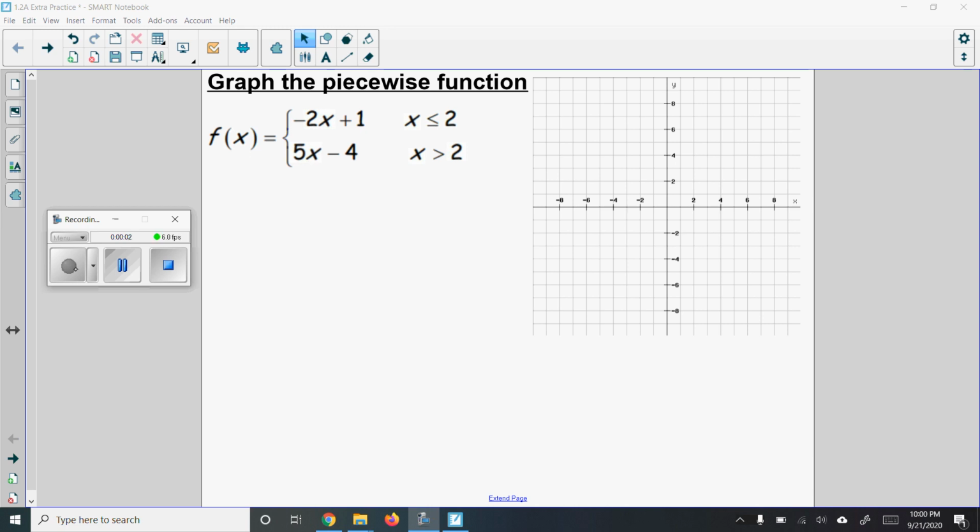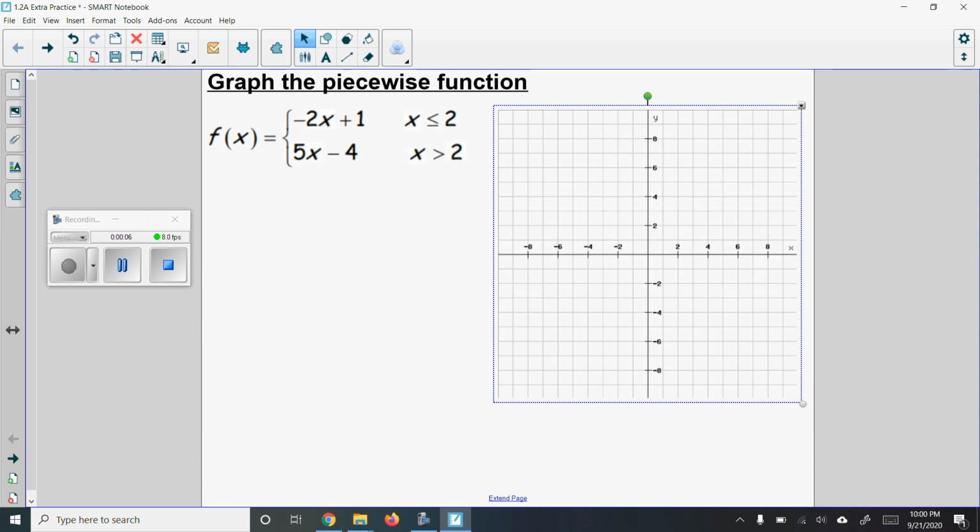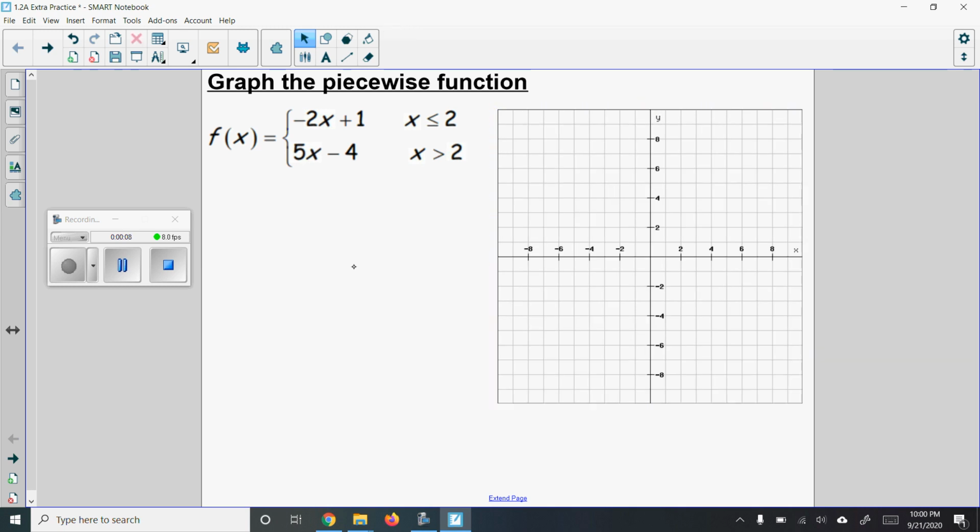Okay, let's graph some piecewise functions. When I'm graphing a piecewise function, I really like to graph the endpoints first. So for this first bit, how does the function behave at 2? Well, f of 2 is -2 times 2 plus 1. So that's -4.